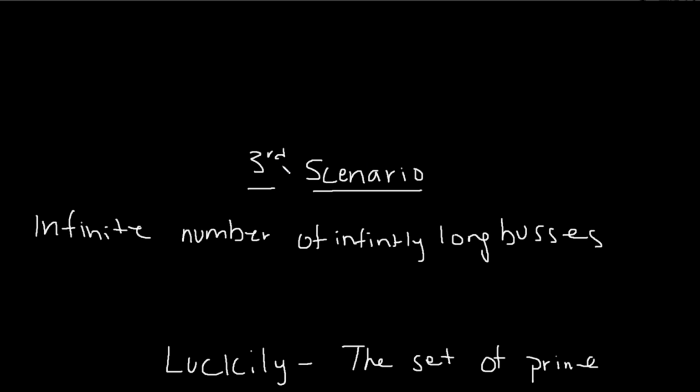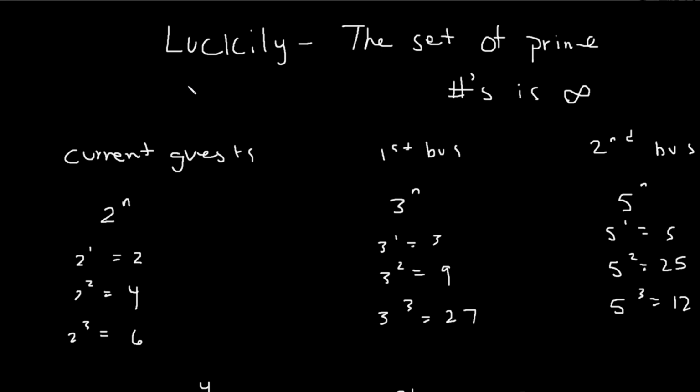Alright, here's our third and final scenario, which is the most complicated and complex scenario, as we have an infinite number of infinitely long buses filled with an infinite number of tourists who all want a room at the infinitely full and infinitely large Hotel Infinity. So the way we're going to go about this is by using prime numbers. The reason we're using prime numbers is because luckily the set of prime numbers is infinite. The number of prime numbers never ends, so we can use this to our advantage. We're going to assign the first prime number, which is 2, to the current guests in the hotel.